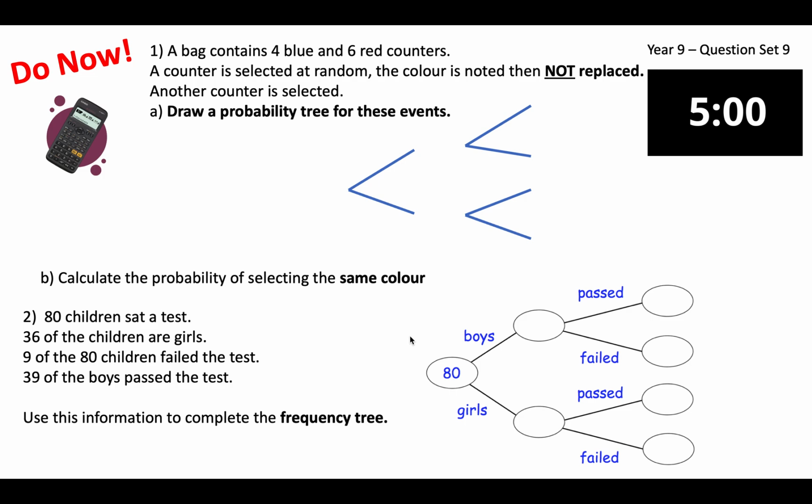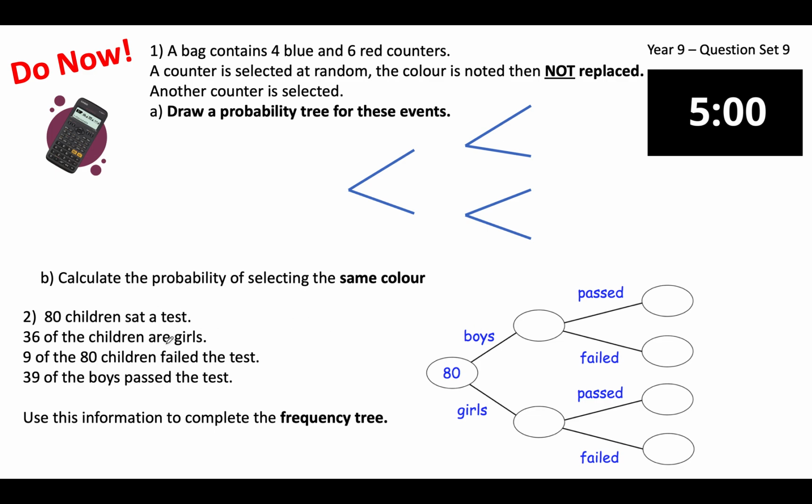Year 9, question set number 9. As always, you've got 5 minutes to do this. Notice on the first one that we're doing a probability tree for taking some counters out of a bag, but this is without replacement. So just a bit of a hint, the number of counters in the bag will be different on the second time through.